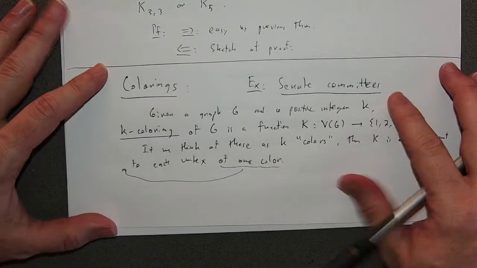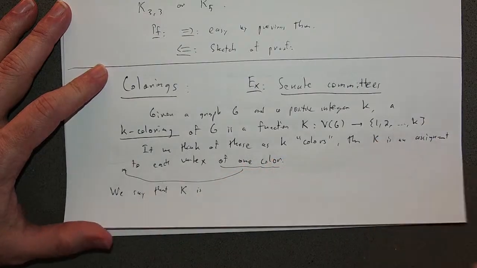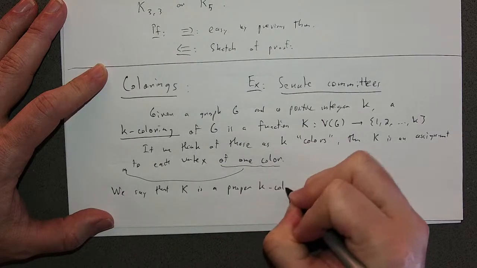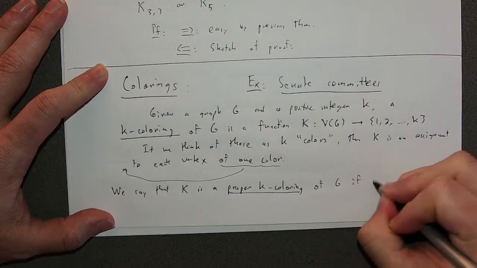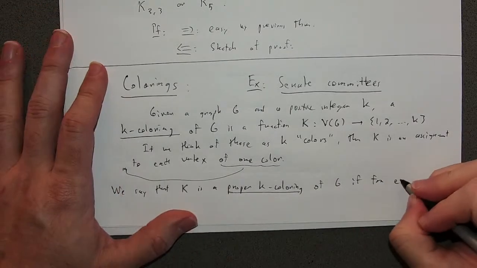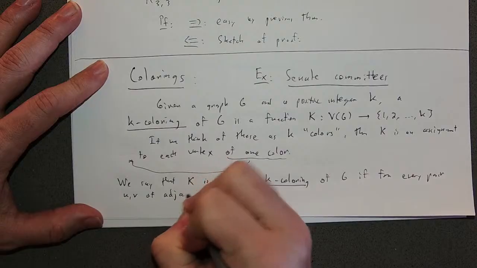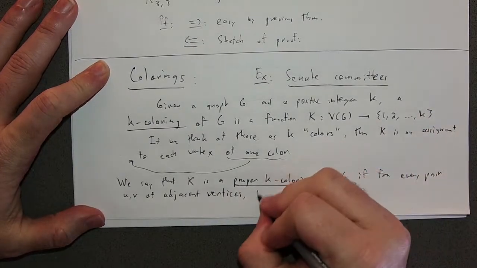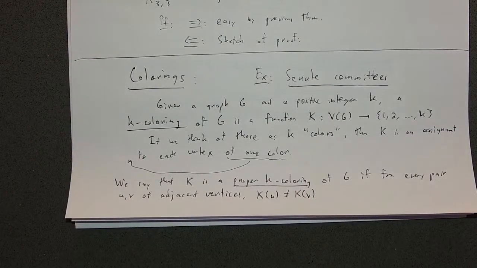We say that K, referring to the function that does the coloring, is a proper K-coloring of G if for every pair U and V of adjacent vertices, the coloring on U is not equal to the coloring of V. That is, adjacent vertices are colored differently.